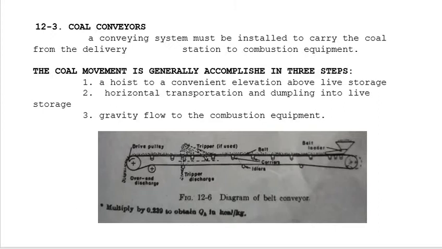So first is a hoist to a convenient elevation above live storage. Next, the horizontal transportation and dumping to live storage. And last is the gravity flow to the combustion equipment. So this figure shows the diagram of a belt conveyor.